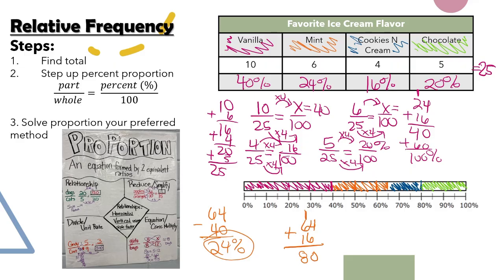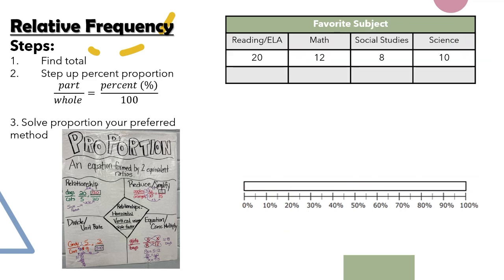And there we go. We have completed our relative frequency table and our percent bar. Let's try another one really quickly, and then, like I say, I will leave you some practice questions. So first things first, I have to find my total.